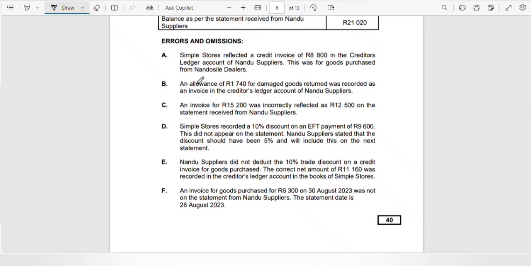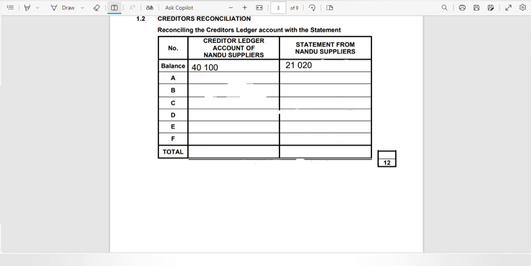They say number A, Simple Stores, we as business reflected a credit invoice of 8,800 in the creditors ledger account of Nandu Suppliers. This was for goods purchased from Nandu Dealers. So we as business made a mistake. We said we are buying goods from the account of Nandu Suppliers, while we are not. These goods belong to Nandu Dealers. So what we have to do is to reverse that adjustment.